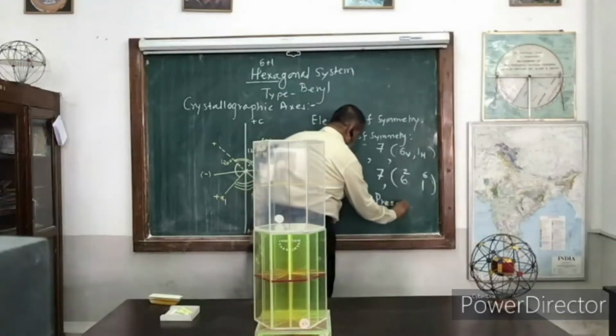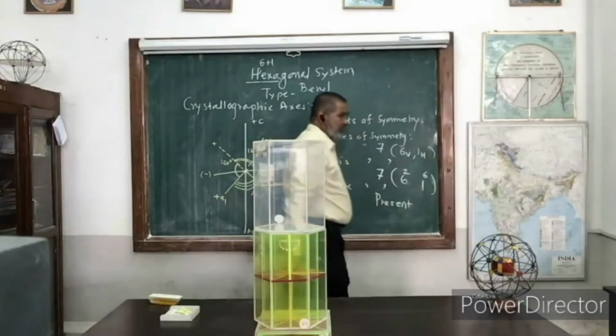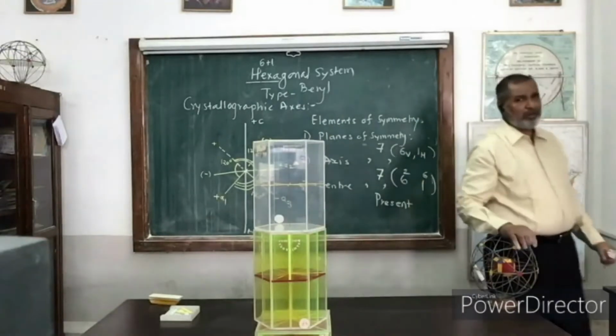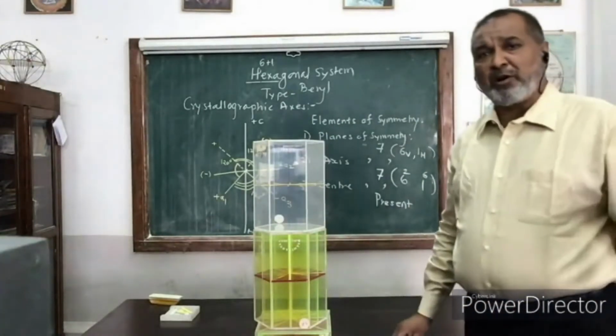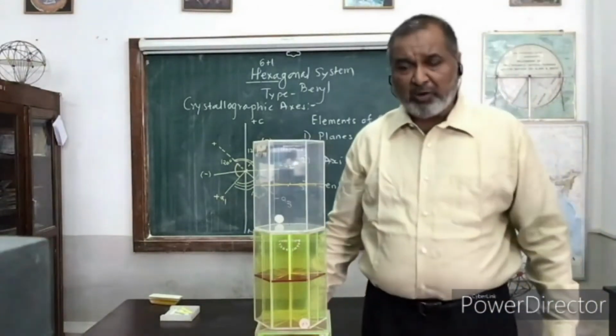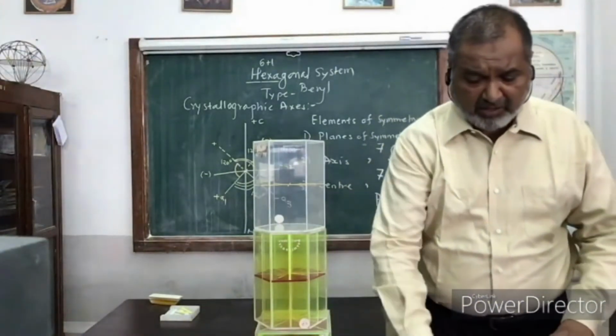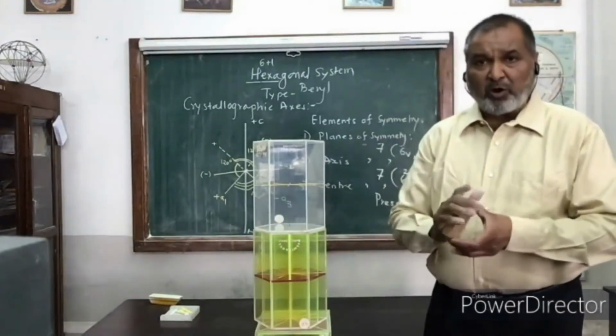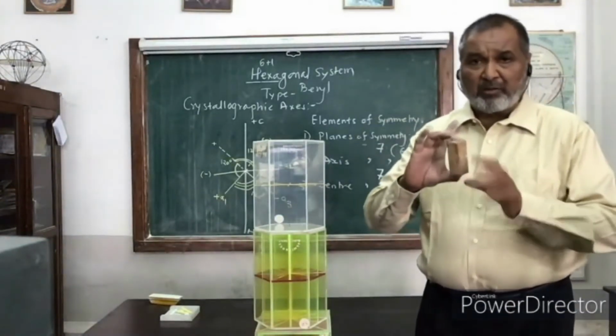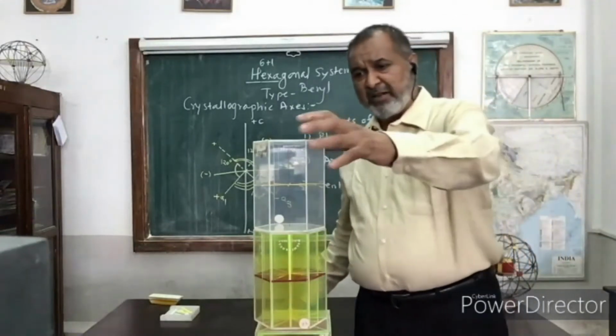So hexagonal system, beryl type: there are 7 planes, 6 vertical, 1 horizontal, 7 axes, 6 of 2-fold, and 1 of 6-fold symmetry. Now we'll find out exactly how this 6-fold and 1 of 6-fold is there. Along the c-axis, if you hold the model along the c-axis, here we have the glass model.